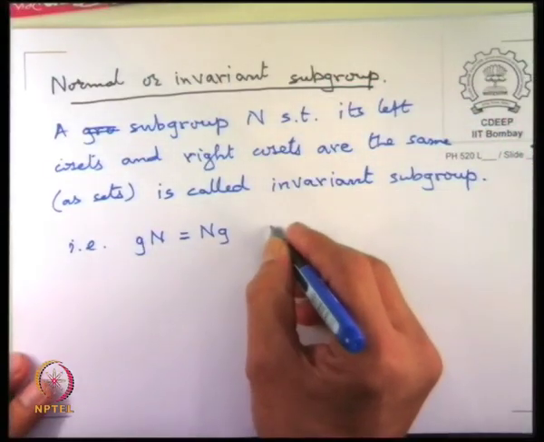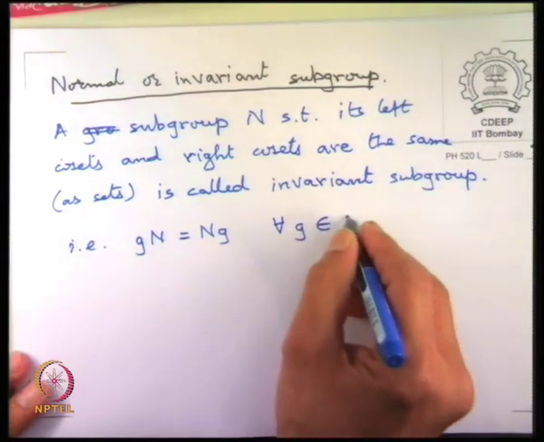So a subgroup N such that its left cosets and right cosets are the same is called a normal or invariant subgroup. I think we will use invariant subgroup. It's quick to remember what it means. So we can say gN equals Ng for all g belonging to G.